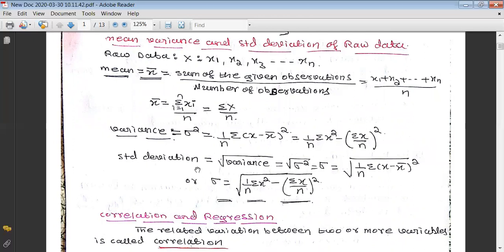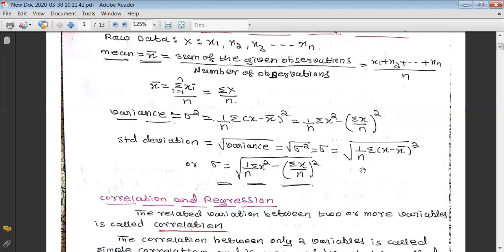Standard deviation is a concept derived from variance, and it is defined as the positive square root of variance. The square root of sigma square equals sigma. Once you take the square root of the variance, that is 1 upon n into summation x minus x bar square, we can write it like this. And we know the simplified form of this as 1 upon n into summation x square minus summation x by n whole square. Once you put that under the root, that is called sigma, which is nothing but the standard deviation.